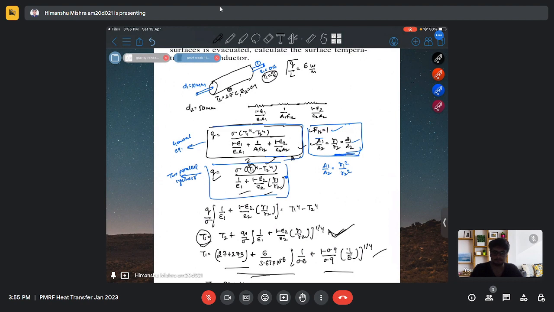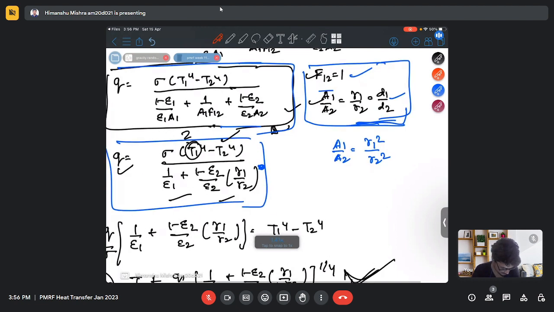Sir, can you please explain this denominator again? The denominator you have written for Q dot, the rate of heat transfer for two parallel cylinders. Yeah, this.